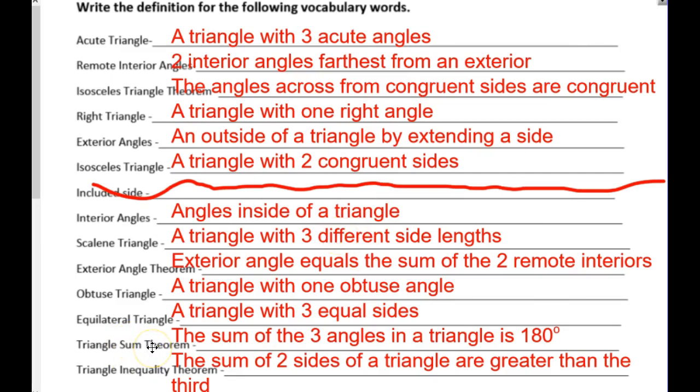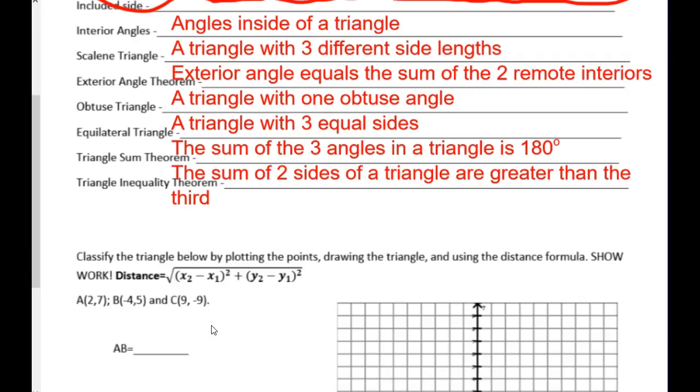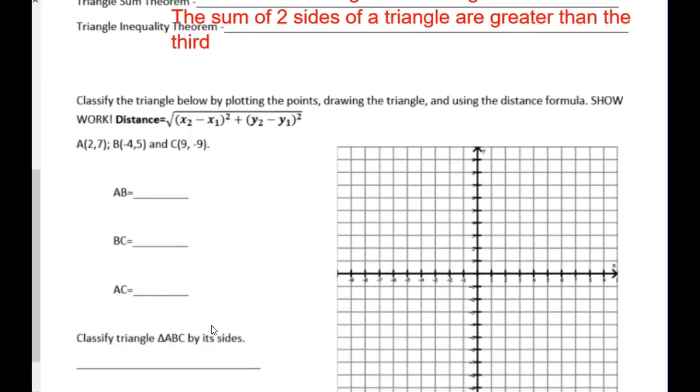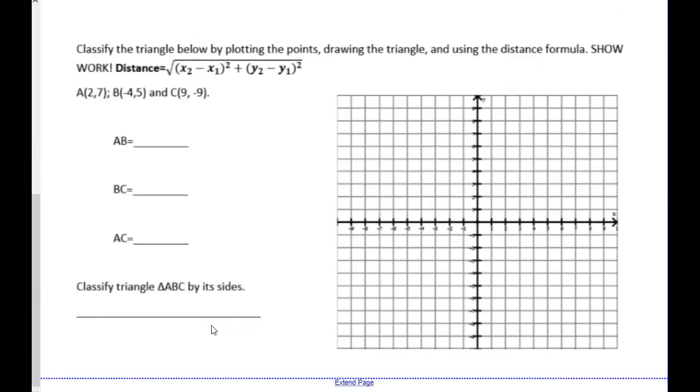Triangle sum theorem, the sum of the 3 angles in a triangle always equals 180. And the triangle inequality theorem says that the sum of 2 sides of a triangle has to be greater than the third. Okay, so you can come back to that if you need it. Let's talk about the last one here. You do have to be able to use the distance formula.